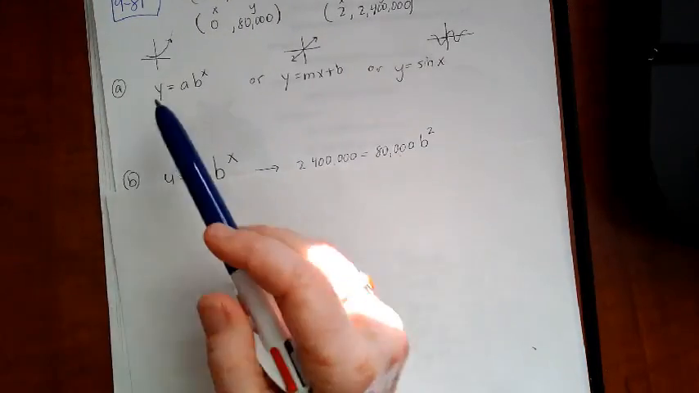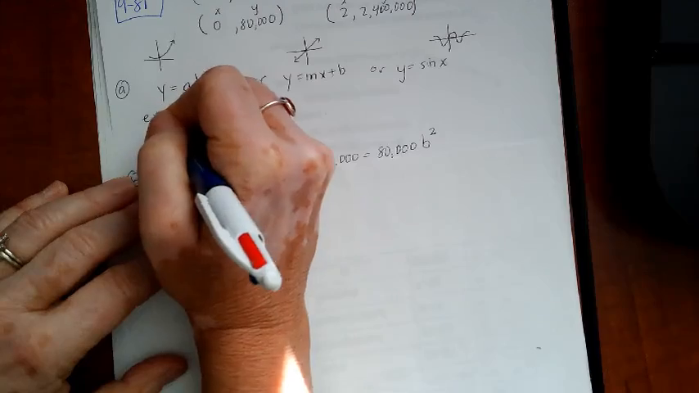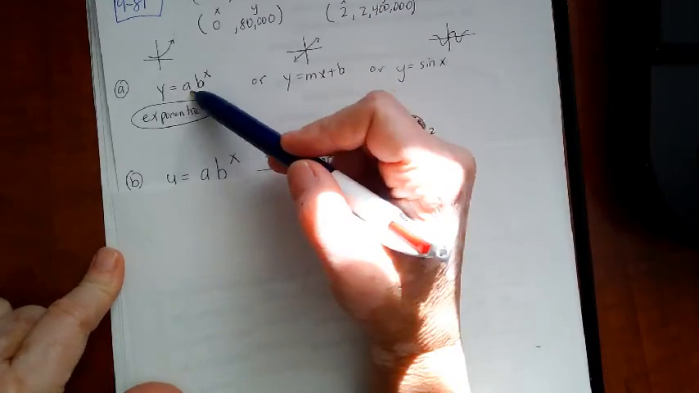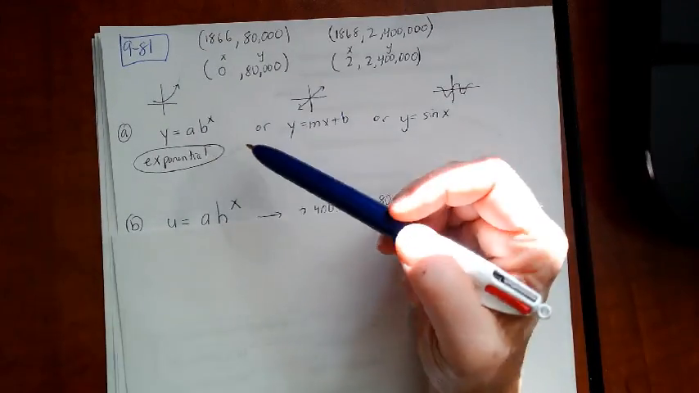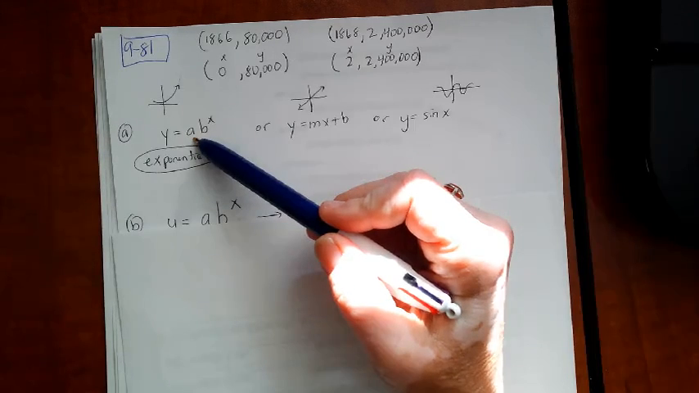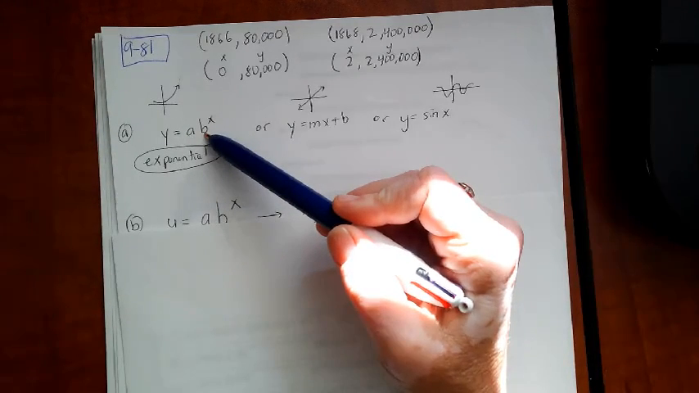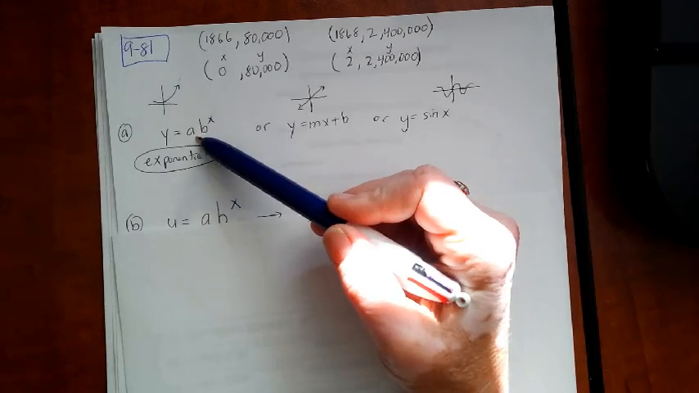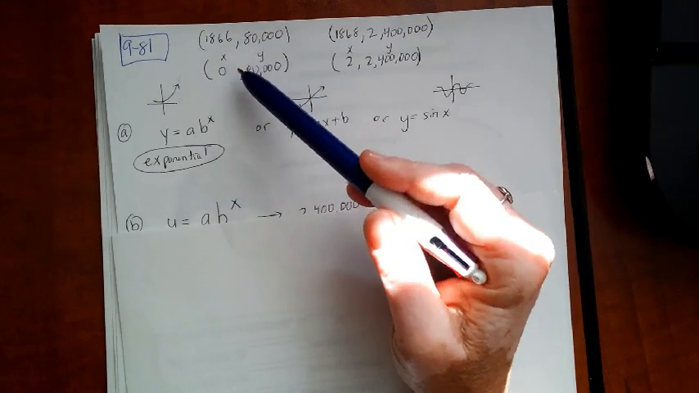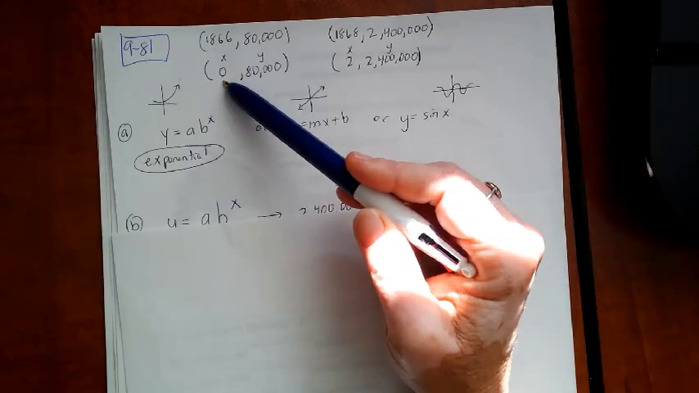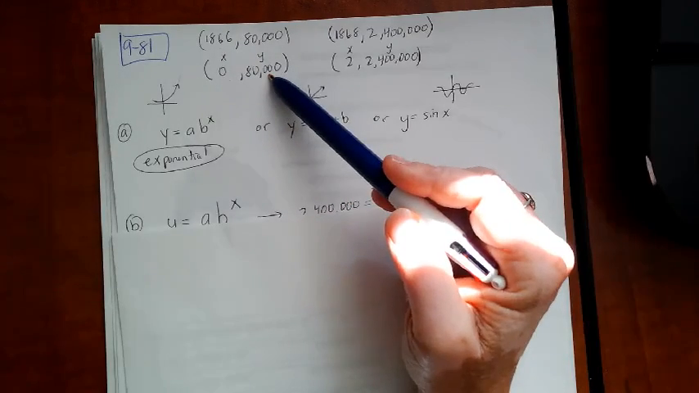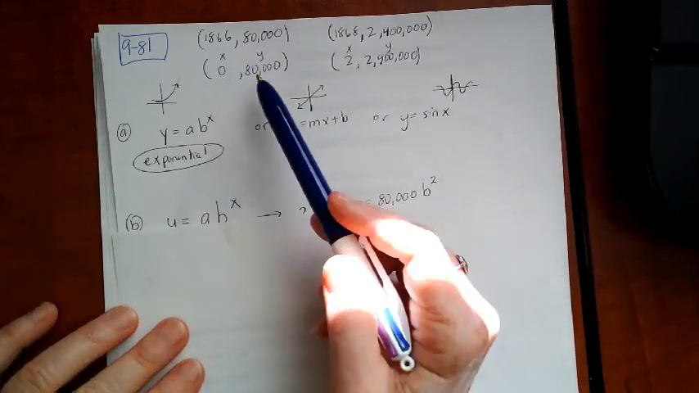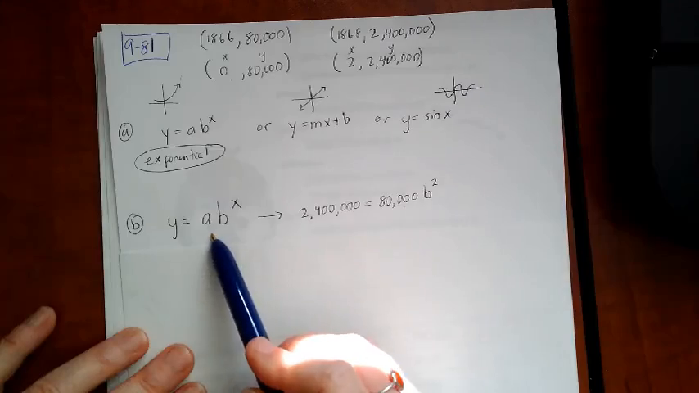The exponential equation is y equals a times b to the x. If you're not familiar with that, a is your starting amount, b is your growth factor, your growth multiplier, and x is time. So I'm going to start out with 80,000. I'm going to let x be 0 in 1866, and I'm going to use the 80,000 for a.